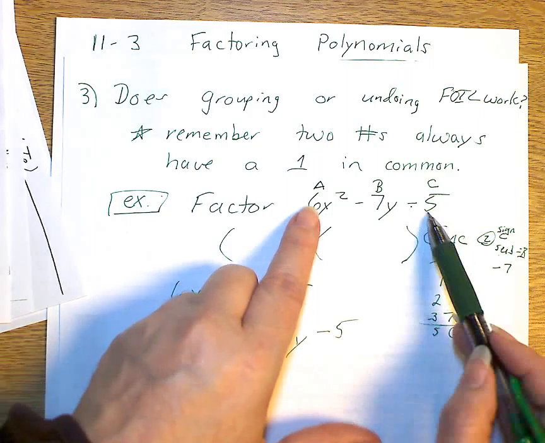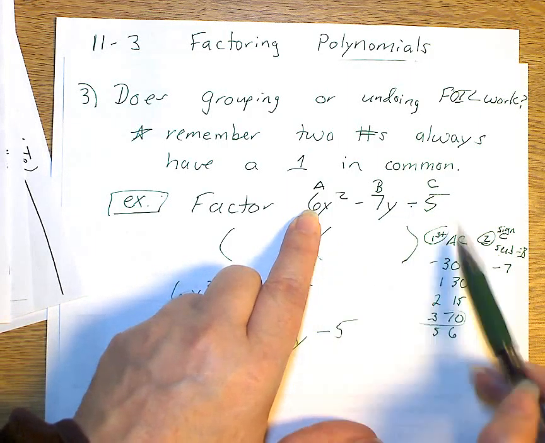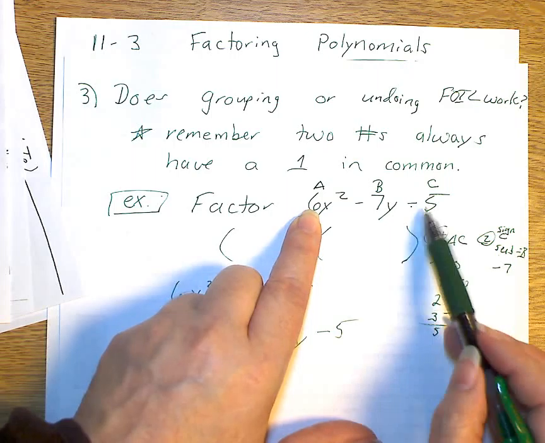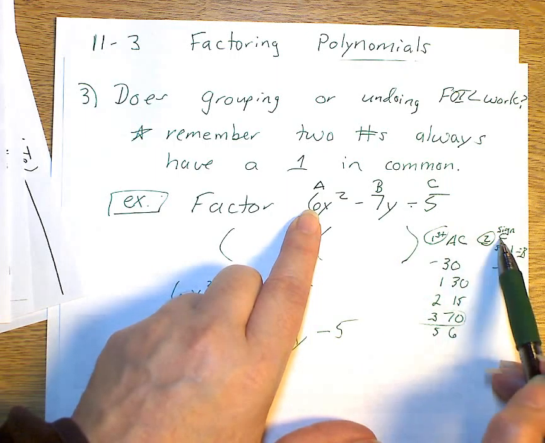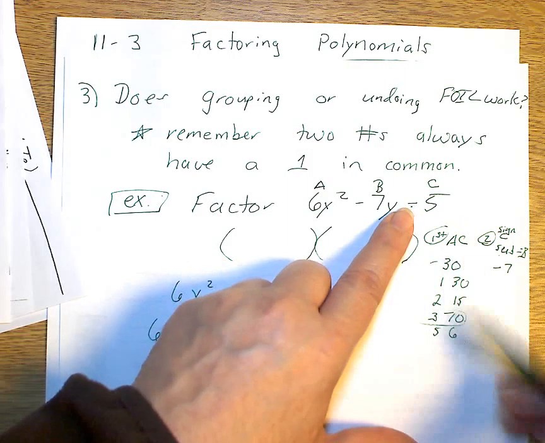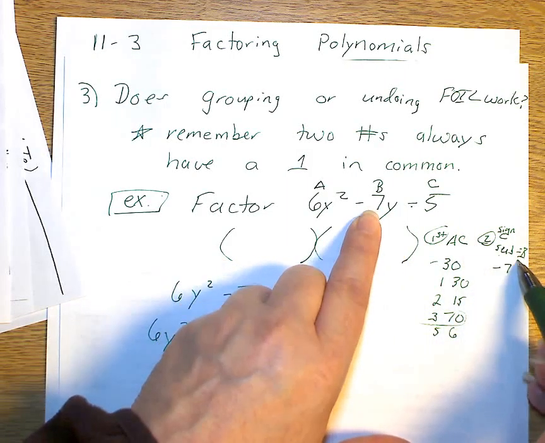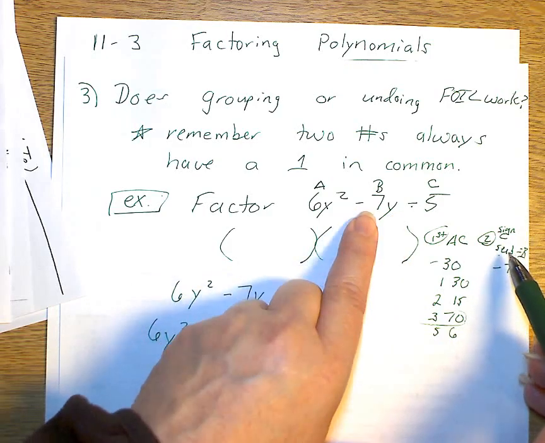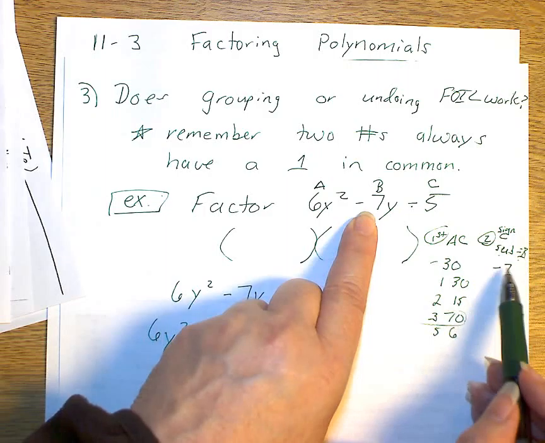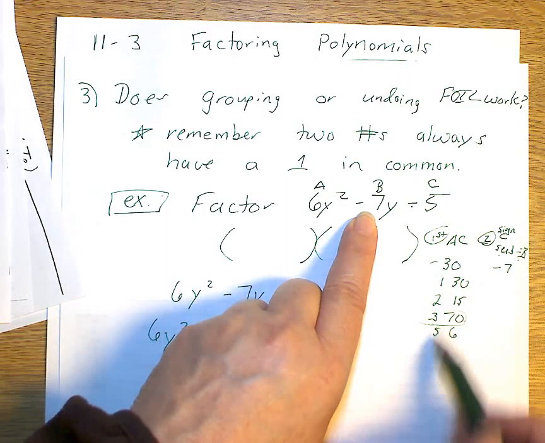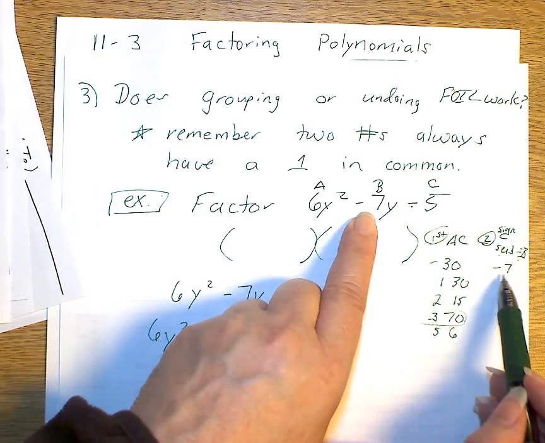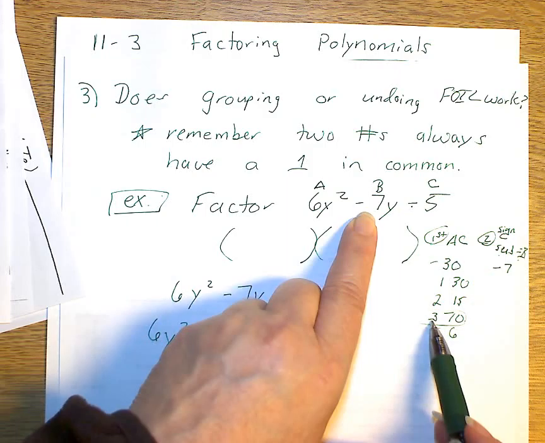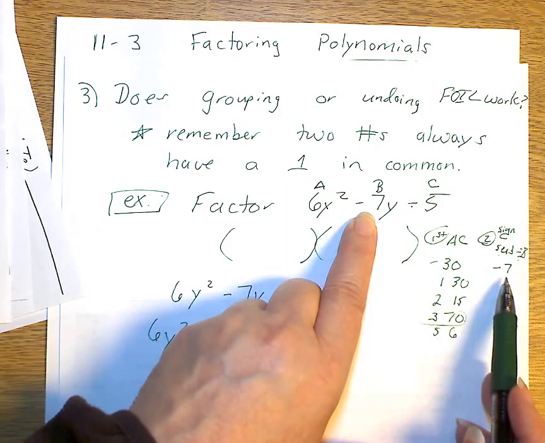Starting back here, AC, 6 times 5 gives me 30. You look at the sign of C to tell me if I'm going to add or subtract these numbers to get me B. So this says I'm going to subtract the two numbers to give me this number. Looking here, we had to find two numbers that when I subtract them would give me a -7. So the numbers would be 3 and 10. So 3 minus 10 would give me -7. All right.